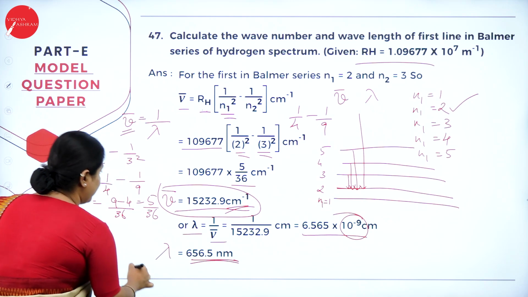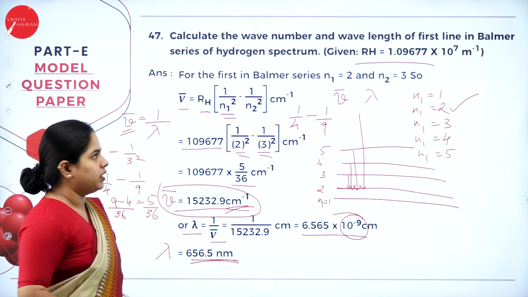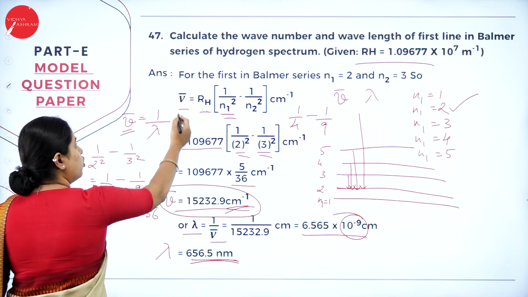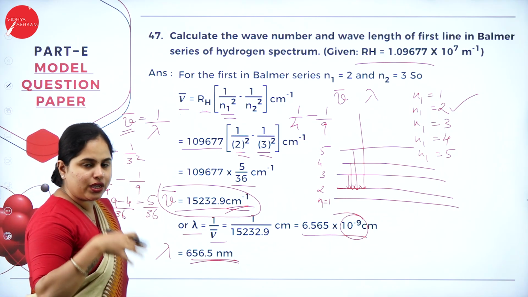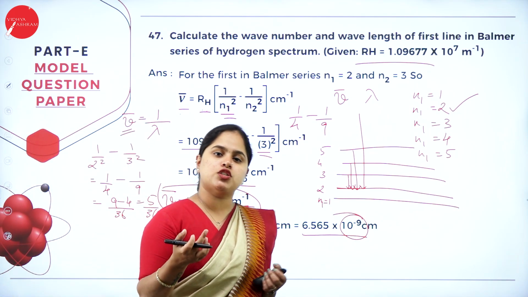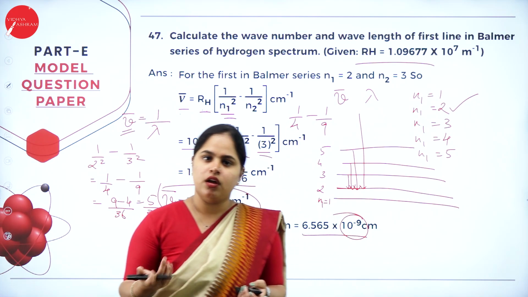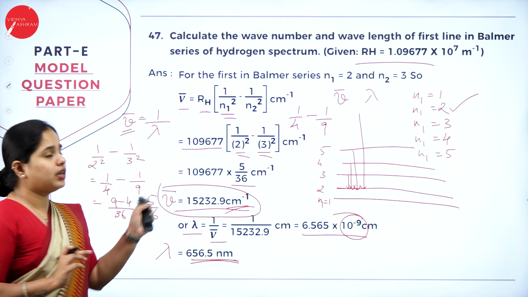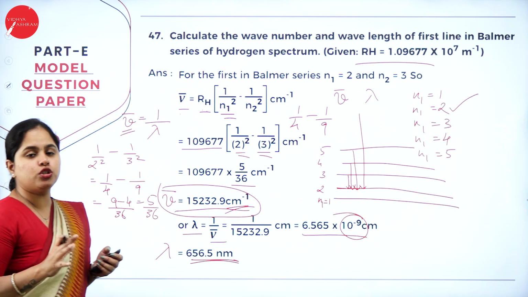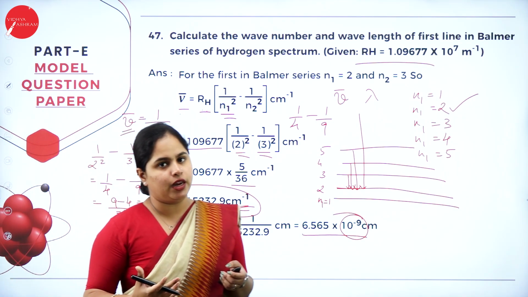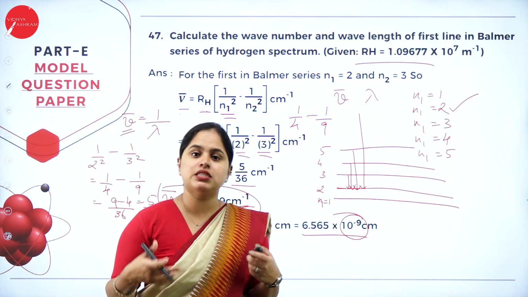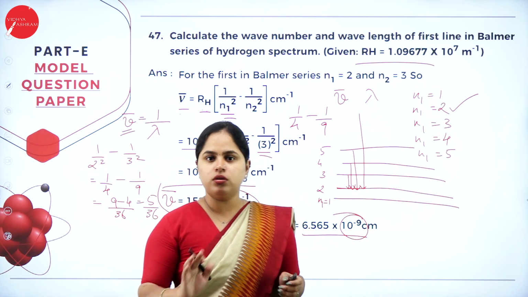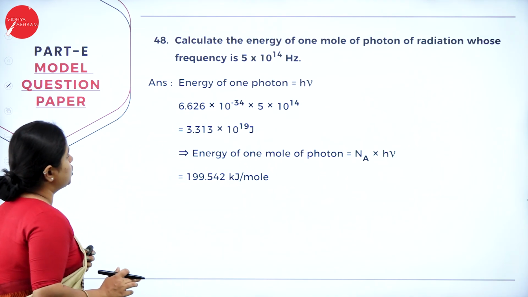So, this is the wavelength and this is the wave number. This is the equation which is given for wave number. Once you calculate the value, if you take the inverse of that, you will directly get the value for wavelength. What is important in this particular problem is that you should know the Balmer series, what the N1 value is, and it is given that first line means N2 will be 3. So that you have to understand. Clear? Moving on to the next question.